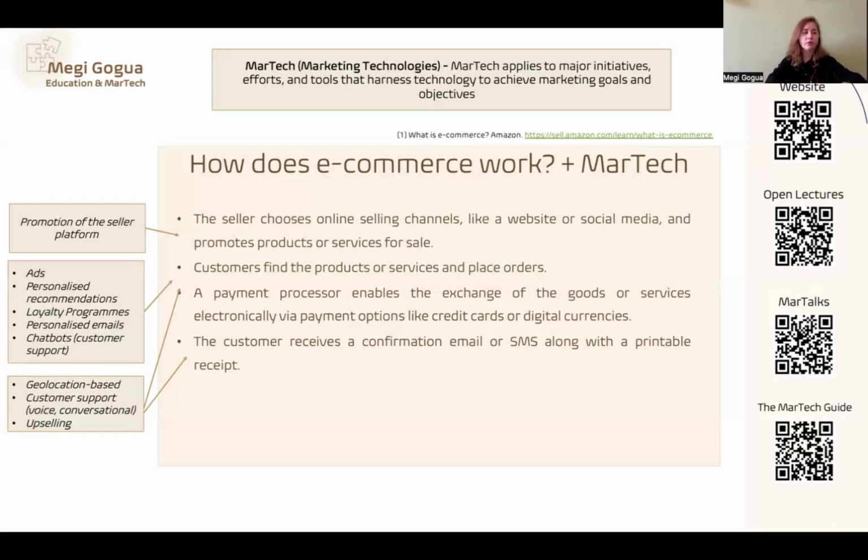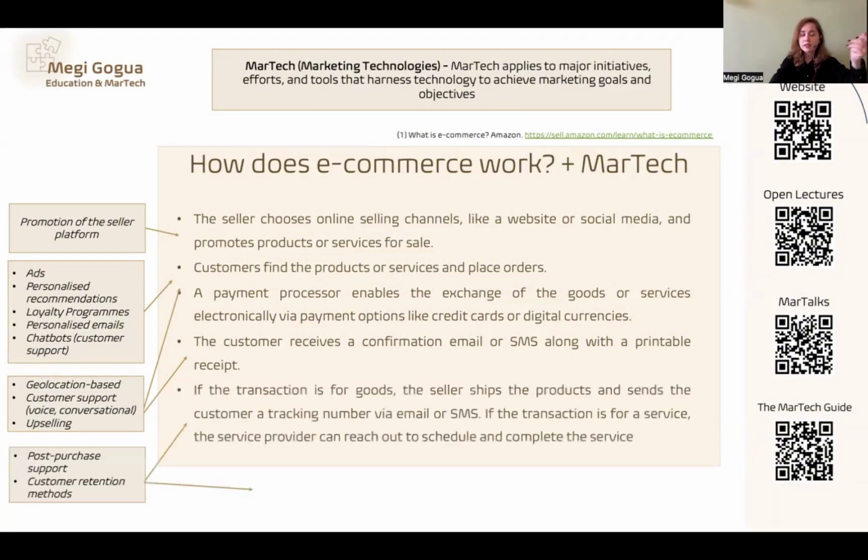And upselling, for example, you can at the final stage sell more, offer some complementary products, and all that stuff depending on what the person is actually checking out. So this is this place.